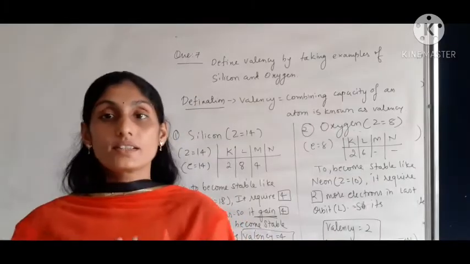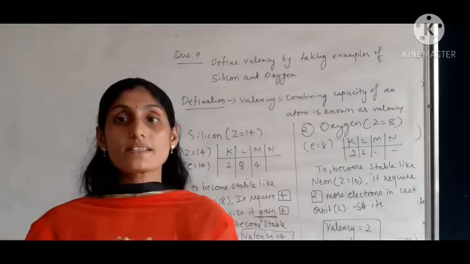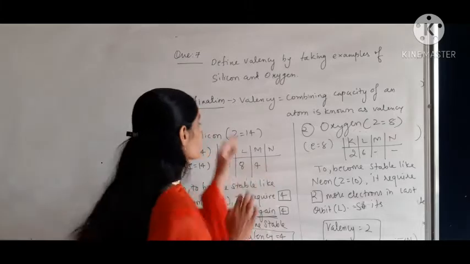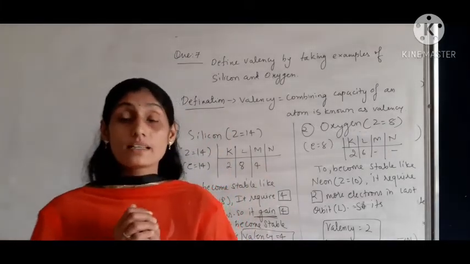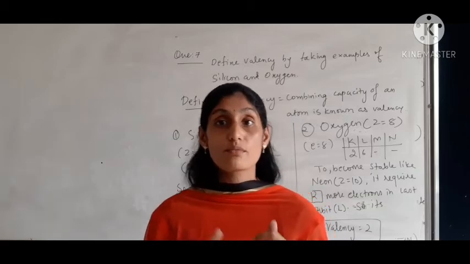Then we are moving to the next question, number 7, based on valency. This is the particular question based on valency. Already we have learned that the combining capacity of the atom is known as valency. I have put it on the board. That means electrons are either lost or gained in the outermost orbit to become stable.